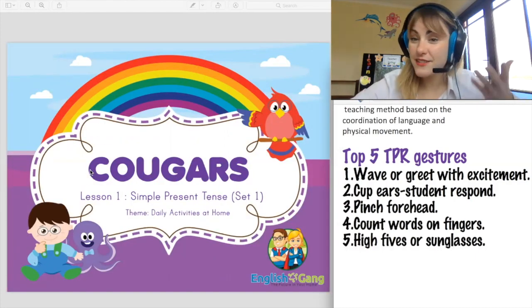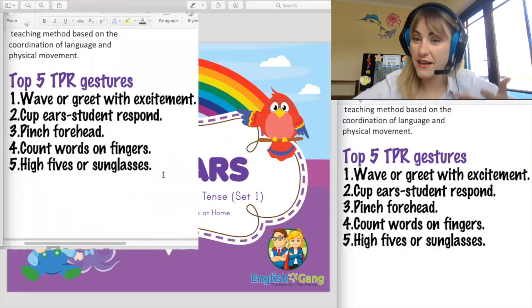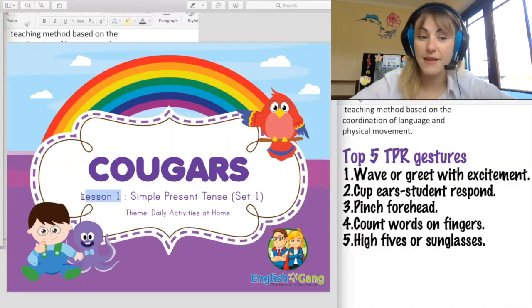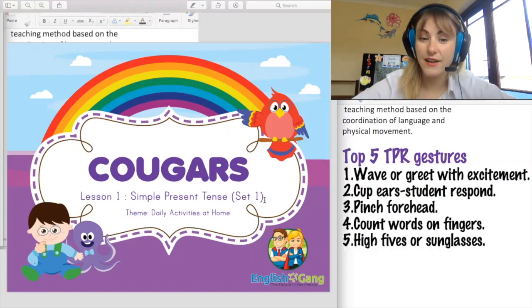So if this is your first time seeing our material, I hope you really enjoy it. It's very colorful and I really enjoy using it in my lessons. So when I start, I always say, today we're going to do lesson number 1. We're going to talk about the simple present tense, and then we also have a theme. Our theme for today is daily activities at home.